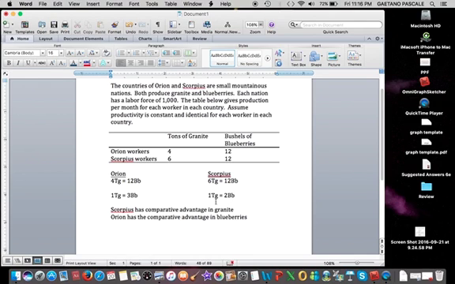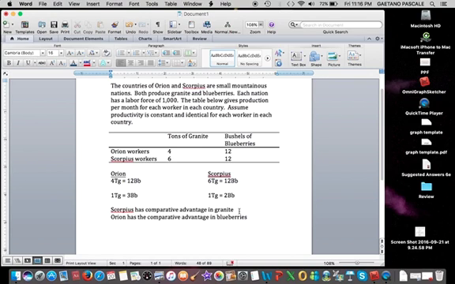Therefore, the opportunity cost of production of 1 ton of granite is lower in Scorpius, 2 bushels of blueberries versus 3 bushels of blueberries in Orion. So Scorpius has the comparative advantage in granite production. Since we only have 2 countries and 2 goods, and we have constant opportunity cost in both countries, Orion by default has to have the comparative advantage in the other item.